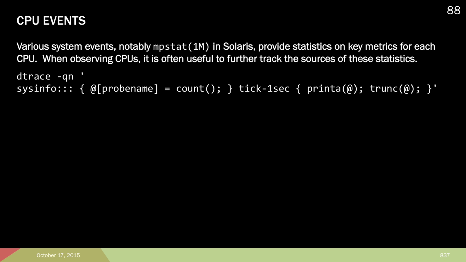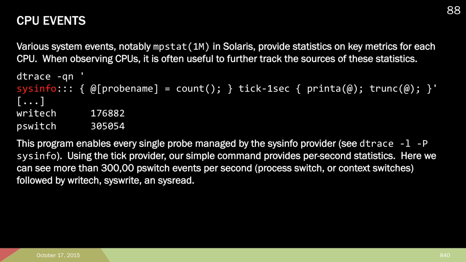Various system utilities, notably mpstat in Solaris, provide statistics on key metrics for each CPU. When observing CPUs, it's often useful to further track the source of these statistics. This program enables every single probe managed by the sysinfo provider. Using the tick provider, our simple command provides per second statistics. Here we can see more than 300,000 pswitch events per second, followed by writech and so on.